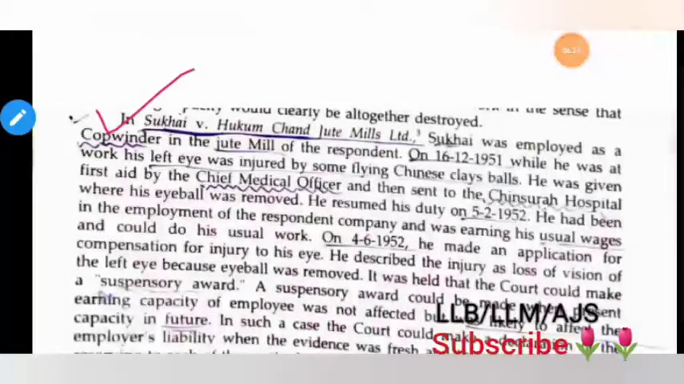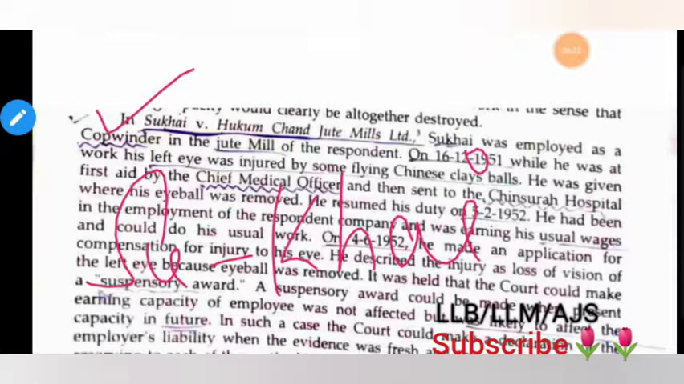What was held in this case? Sukhai versus Hukum Chand Jute Mills Ltd. So this is the title of the case. Sukhai was employed as a copwinder in the jute mill of the respondent on 16/12/1951.